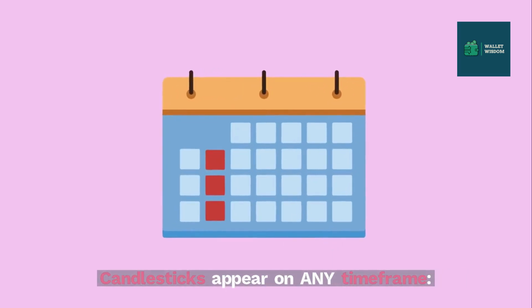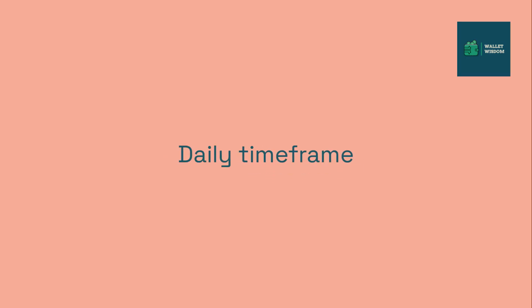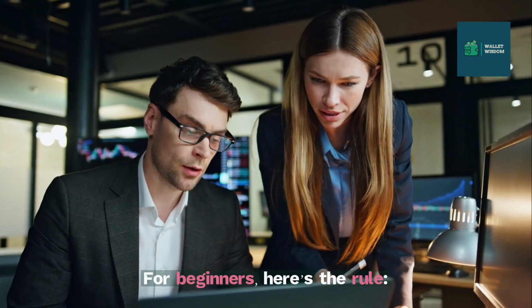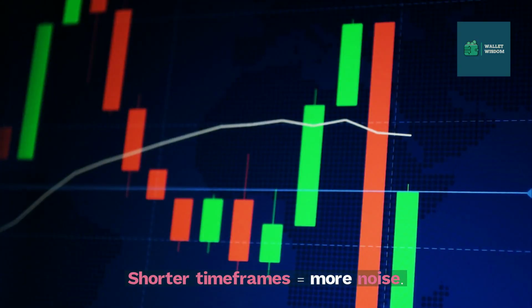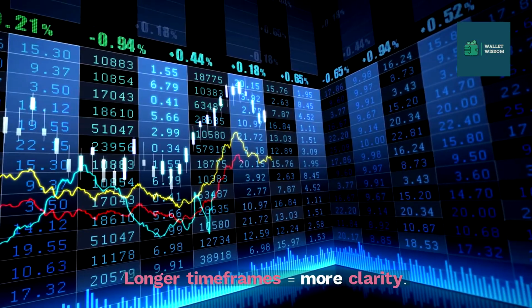Candlesticks appear on any time frame: 1 minute, 5 minute, 15 minute, 1 hour, 4 hour, daily, weekly. For beginners, here's the rule. Shorter time frames equals more noise. Longer time frames equals more clarity.